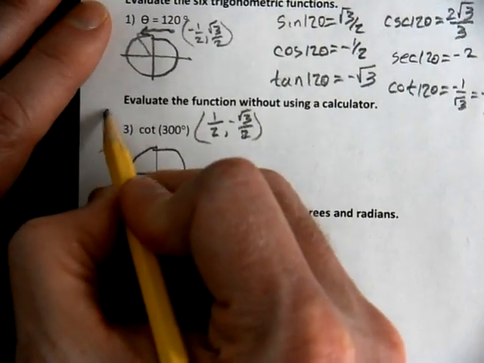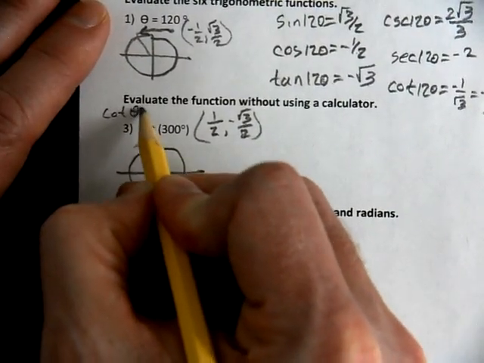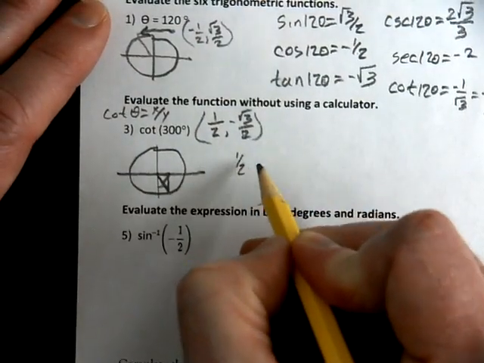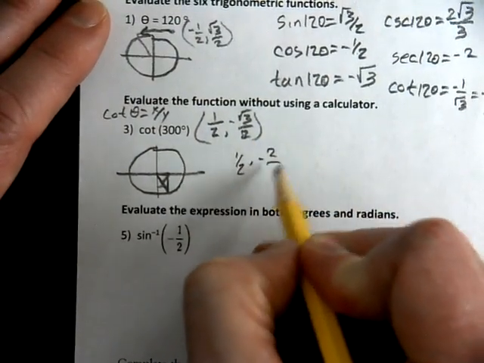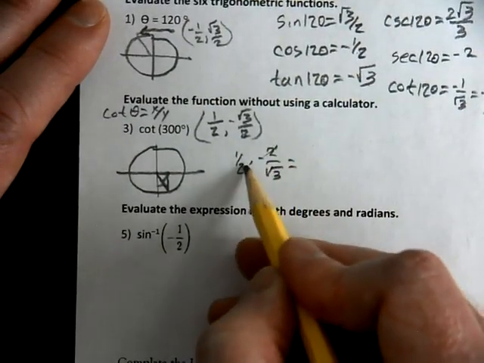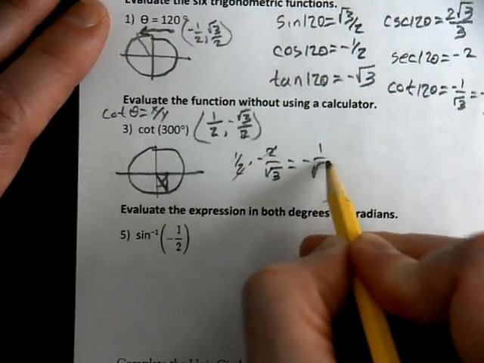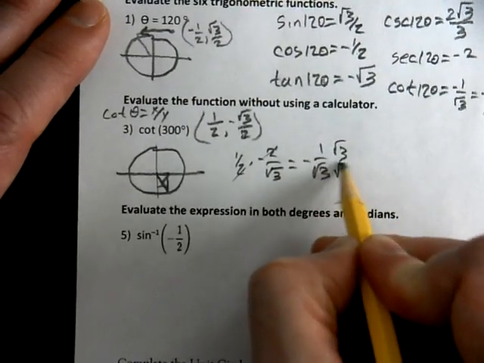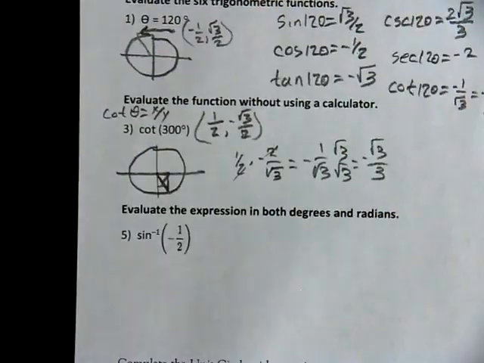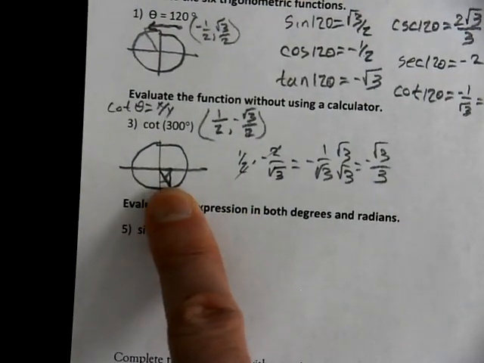Cotangent of any angle is x over y. So we can do our x value times the reciprocal of our y value. The 2's cross off, get negative 1 over root 3. And just like we've done before, and it's going to be negative because it's in the 4th quadrant.